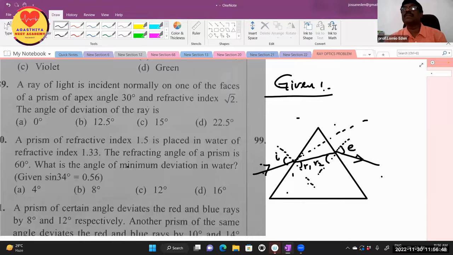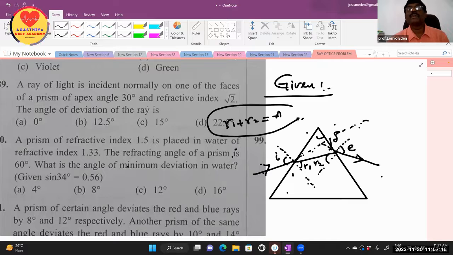This line is equal to what? Delta, the angle between the incident ray and the emergent ray. Let us come to the question. We know that R1 plus R2 is equal to A, the angle of the prism. This is the standard condition for the prism, and the deviation is minimum. All of you listen here, very important point.